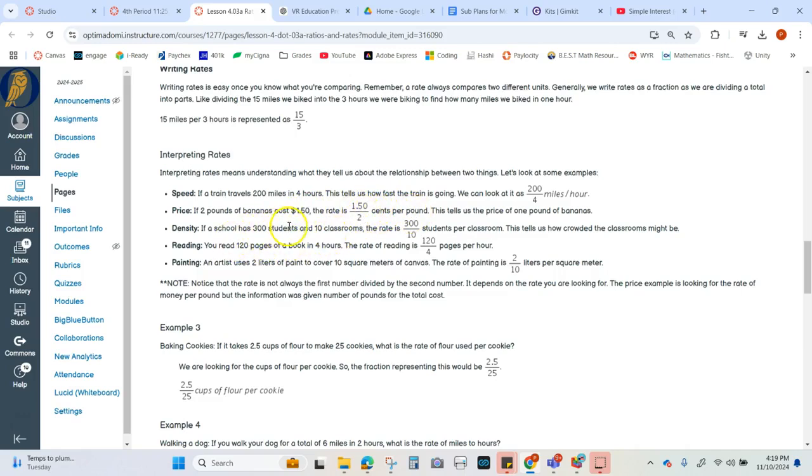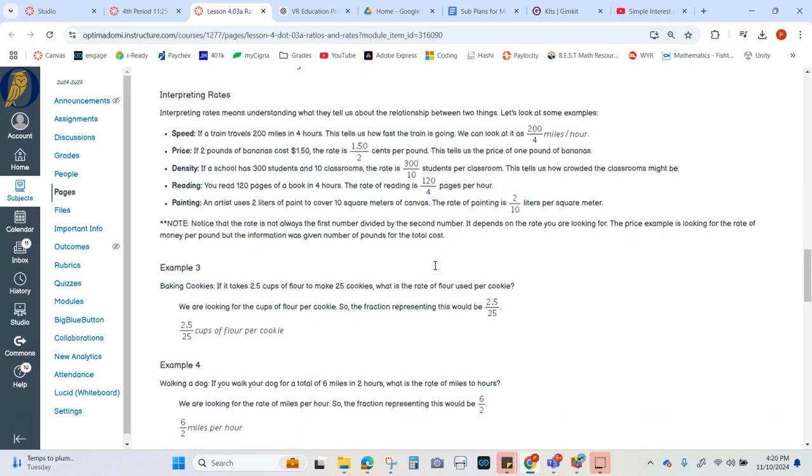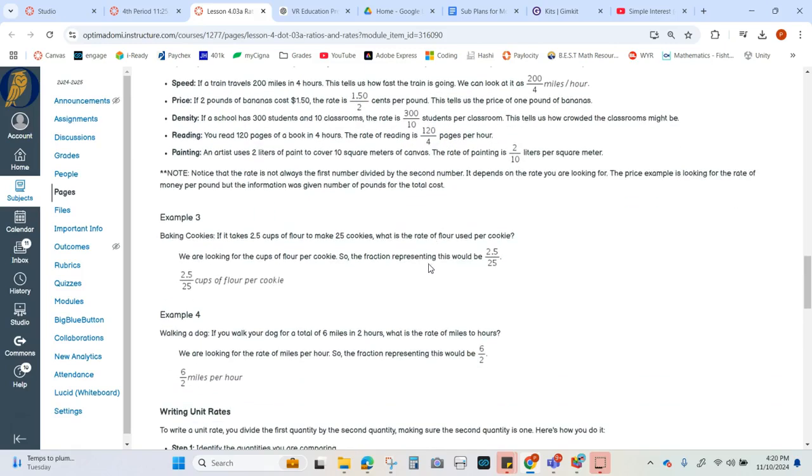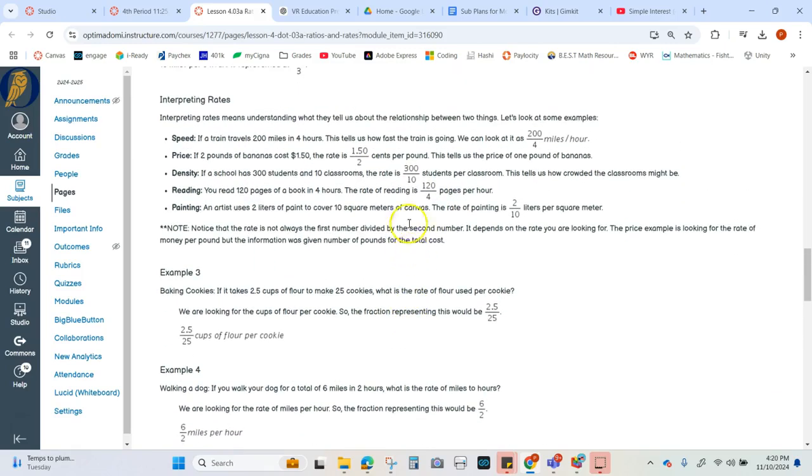This question is asking for students per classroom. So the student number goes first, then the classroom number goes second. Not always does the first number you run into in your sentence go on top of this division sentence. Not always does it go first in our ratio.